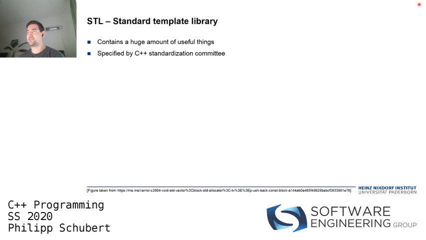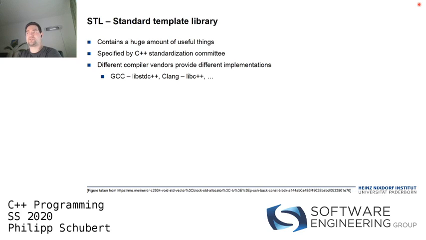The STL is specified by the C++ standardization committee, so quite clever people are working on it and trying to make it well usable. Different compiler vendors provide different implementations. Usually a compiler vendor not only provides the plain C++ compiler, but also their own STL implementation. For instance, in GCC, the STL implementation is called libstdc++, and in Clang, it is called libc++. If you use the find program on your Unix Linux machine, you can grep for those library names, and those libraries are somewhere on your system, depending on whether you have installed GCC or Clang.